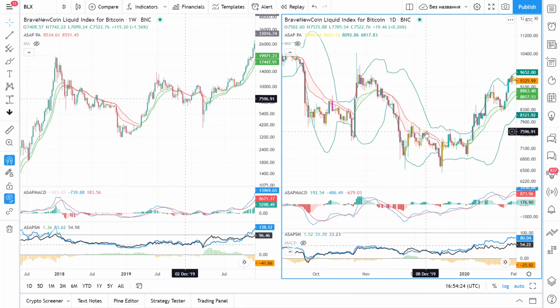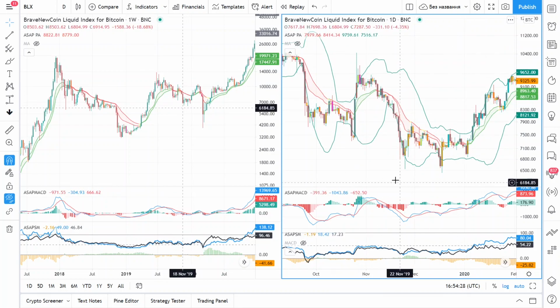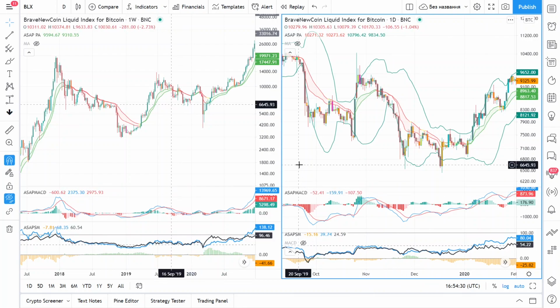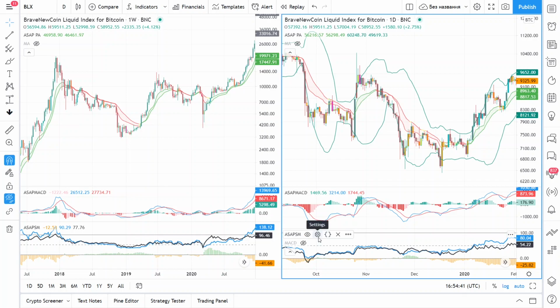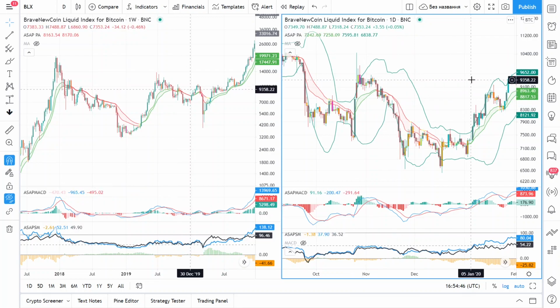The first indicator is called ASAP Price Action. It's the one overlaid on the chart. The second indicator is called ASAP MACD, and it's my own take on a classic MACD. And the last one, but not the least, is called ASAP Smartmoney. We'll start with the one overlaid on the chart.